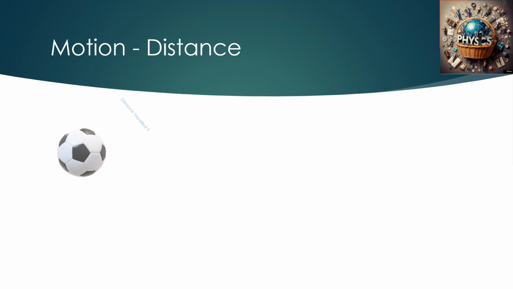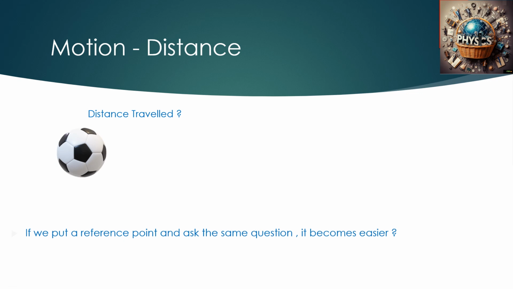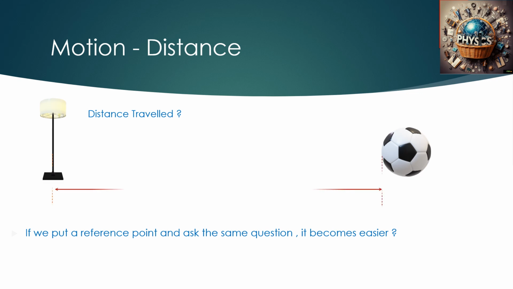Now, let us look at the same example with a different perspective. If we put a reference point around the ball, then can we find the distance? It becomes a little easier, right? So let's put a reference point, and if the ball starts moving from the reference point and stops somewhere, then we can see the distance that it has traveled, and we can probably measure it between the reference point or the starting point till the point where the ball has stopped, and that becomes the distance.